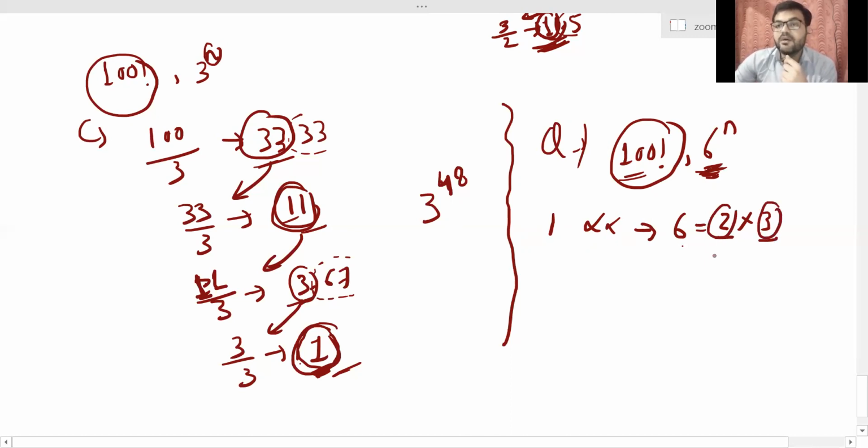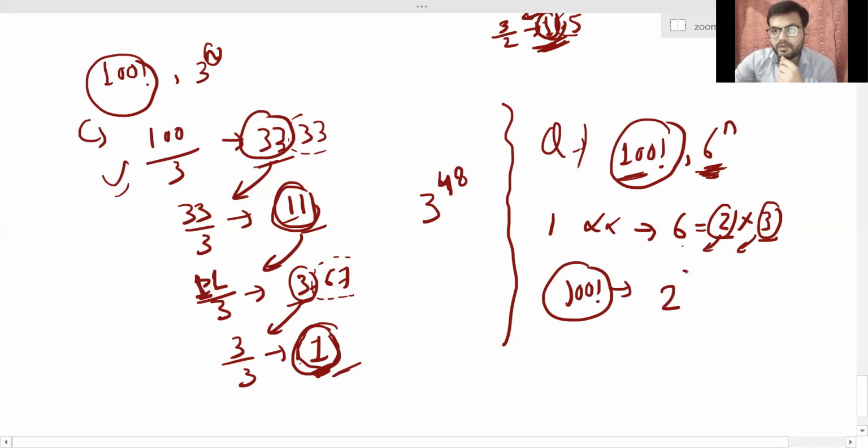So obviously, what we will have to do is check for the power of, or count the number of 2's and the number of 3's in 100 factorial. Then we will compare, and whichever power is less is going to give you the number of 6's. Okay, let us see how. So we just found out that in 100 factorial, the maximum power of 2 is 97, and the maximum power of 3 is 48.